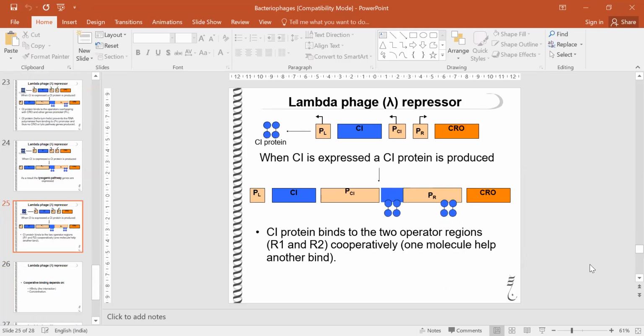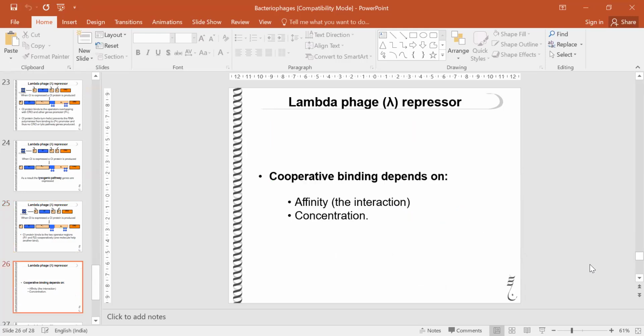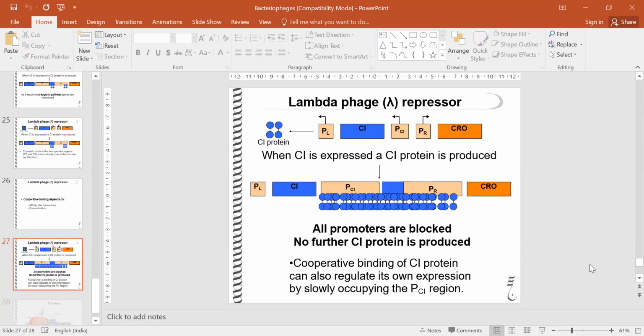In this condition, C1 protein binds to the operator regions R1 and R2, and cooperatively it helps the lysogenic cycle. This is a kind of cooperative binding. It always happens with the cooperation of the binding, and the affinity of the interaction and the concentration of both repressor proteins play a very important role in whether the bacteriophage follows the lytic cycle or the lysogenic cycle. That is called a kind of molecular switch.